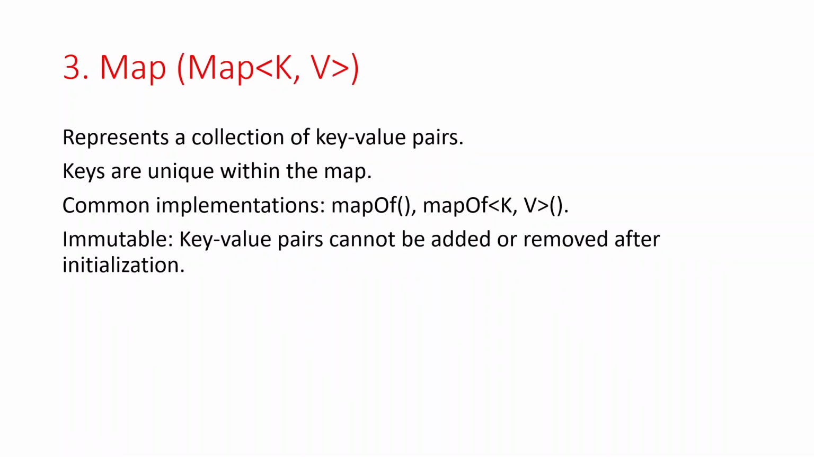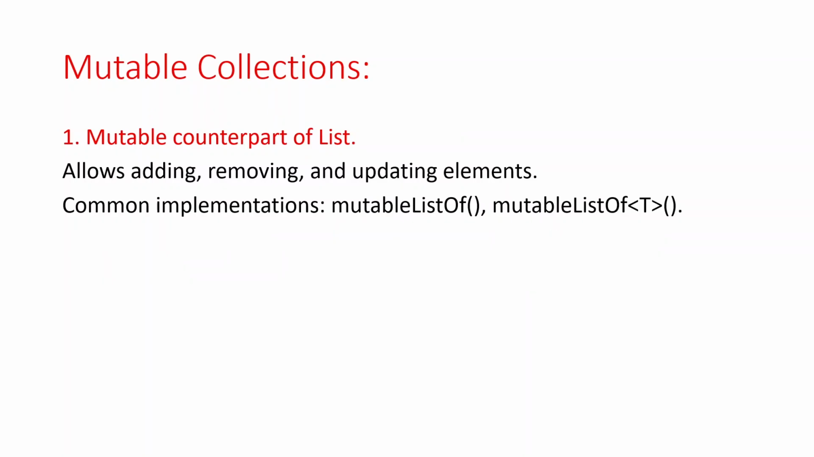The third type of immutable collection is map. Map represents a collection of key value pairs. Keys are unique within the map. Common implementations include map of key value pair. Immutable, key value pairs cannot be added or removed after the initialization. Similarly, we have mutable collections. Mutable list is the mutable counterpart of list. Mutable list allows adding, removing, and updating elements. Common implementations: mutable list of data type, string, int.